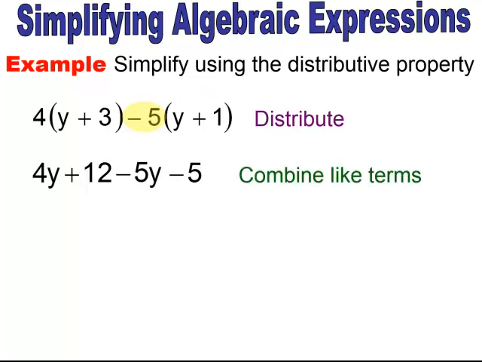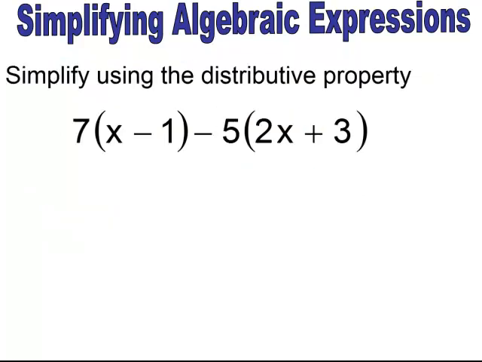And now you're going to combine like terms. And again, 4y minus 5y will give me a negative y. And then positive 12 minus 5 will be plus 7. Pause and try.